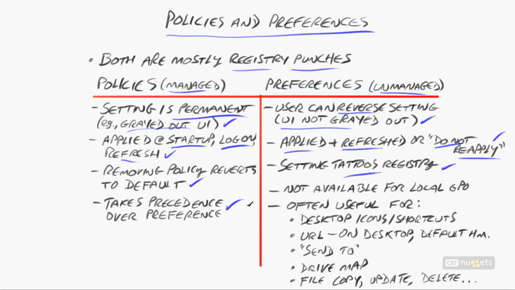Okay, so that's something to keep in mind as well in terms of that order of inheritance or scope of management. Also, preferences are not available for local group policy objects, whereas we saw that the policies, we definitely had those. These preferences, what are they used for?